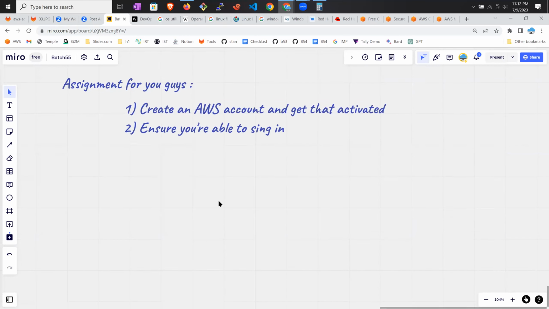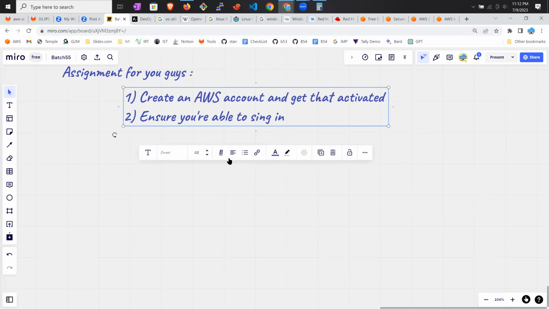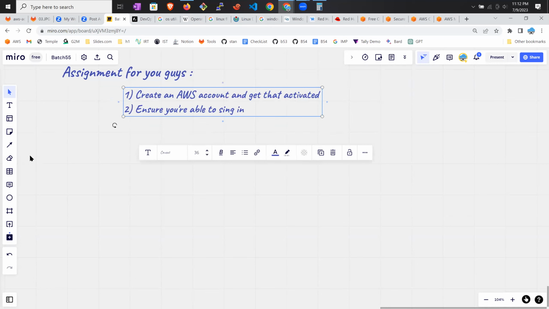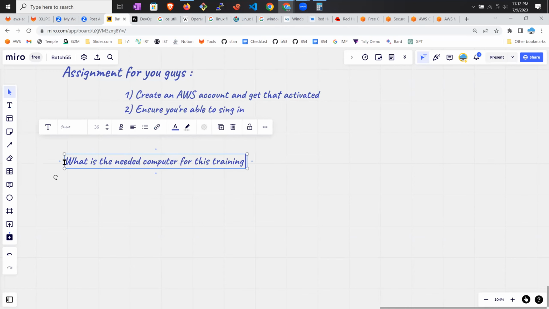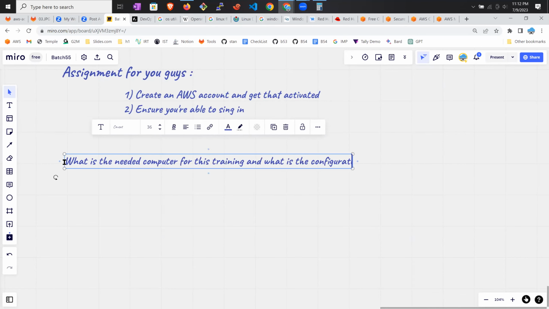And another thing, a lot of people are asking me, what type of computer do I need? Do I need Mac? Do I need Linux? Or do I need Windows? So what is the needed computer for this training? And what is the configuration needed? This is one of the most common questions that I got. Let me answer that.